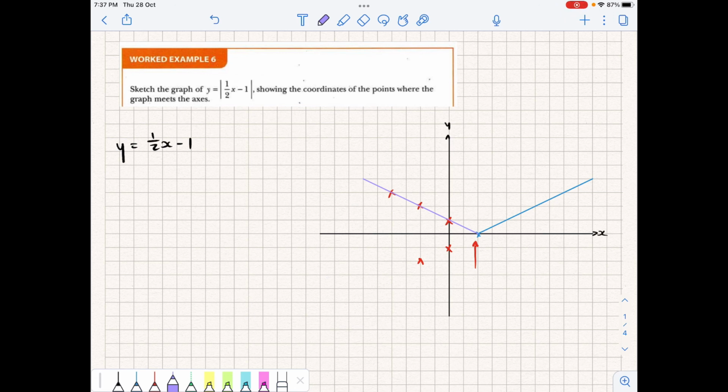Alternatively, like before, we could have just considered what if the expression inside the modulus was negative? We would make it positive. To make it positive, we would have said y equal to negative (a half x minus 1), which is just y equal to negative a half x plus 1. You can see the purple graph is exactly that function. It has a y-intercept of positive 1 and a gradient of negative a half.